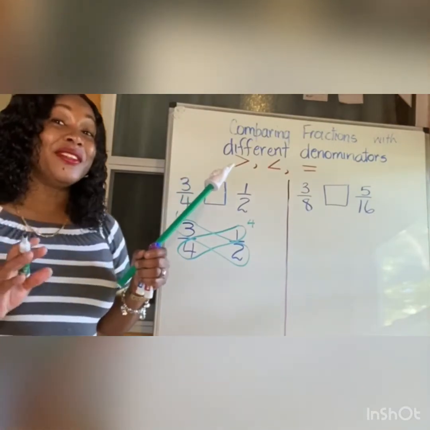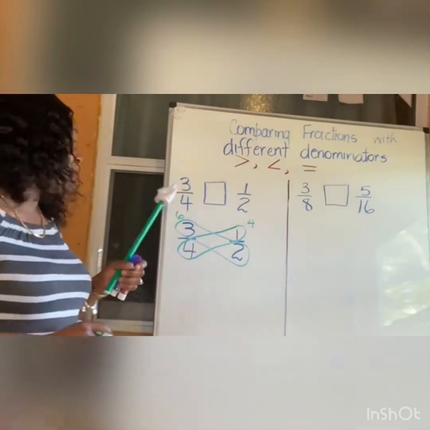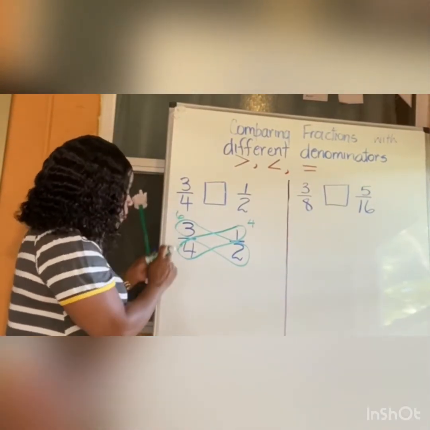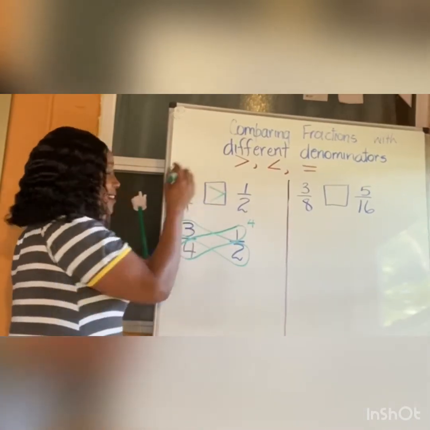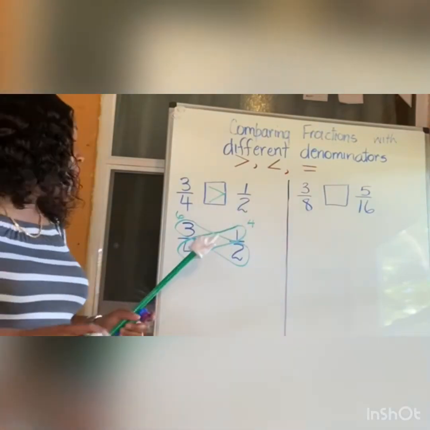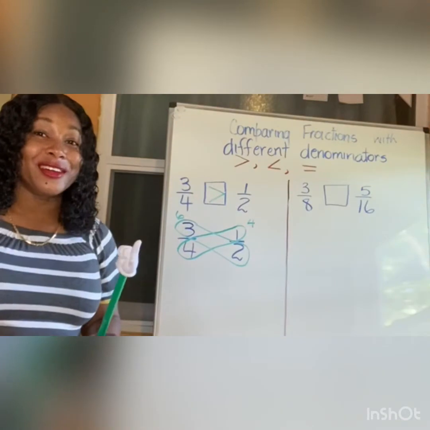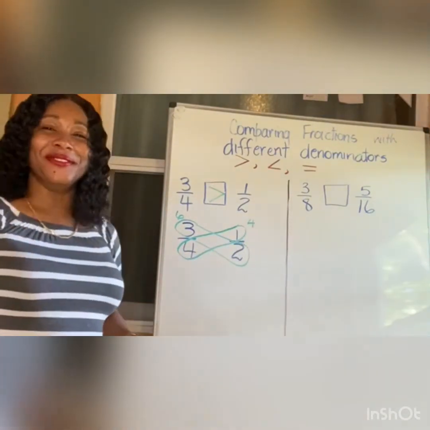Now the bigger product names the bigger fraction. Because we got 6 here, it means that 3/4 is greater than 1/2. So there you go. Simply do the butterfly method, multiply across, and the one with the bigger product is the greater fraction. Let's try it over here.